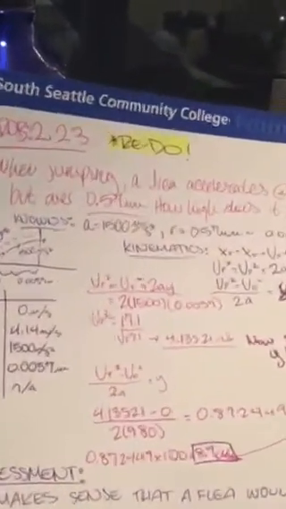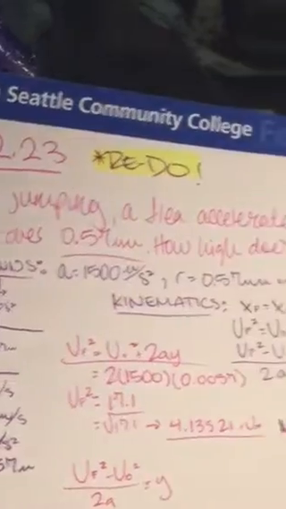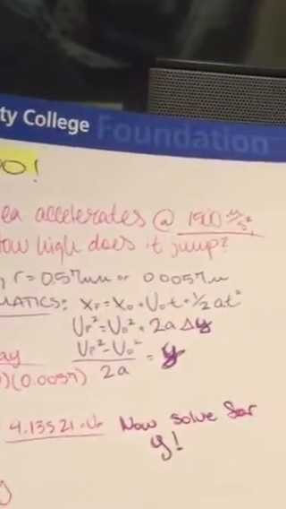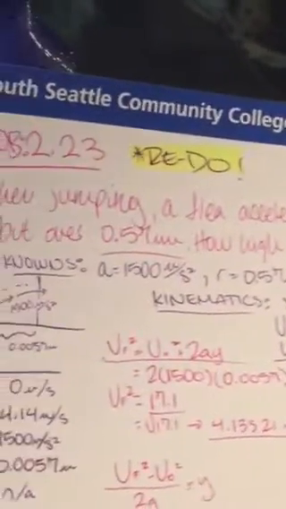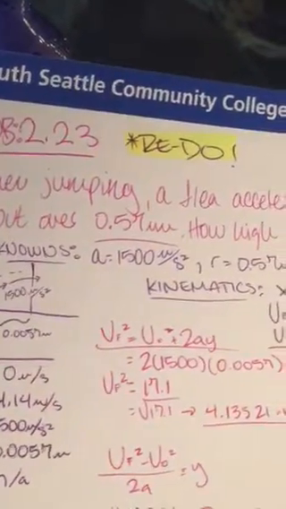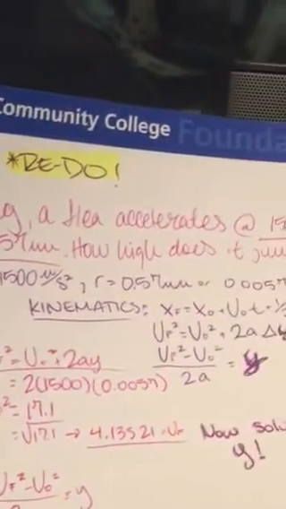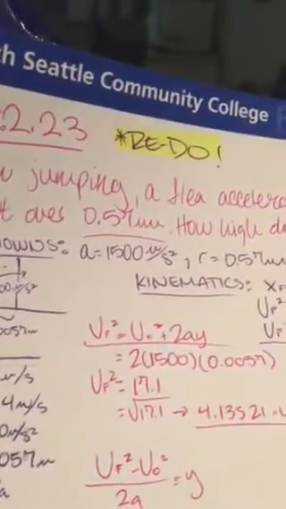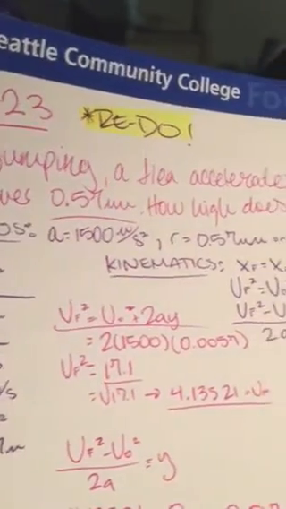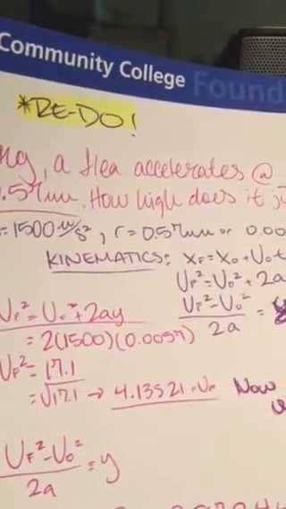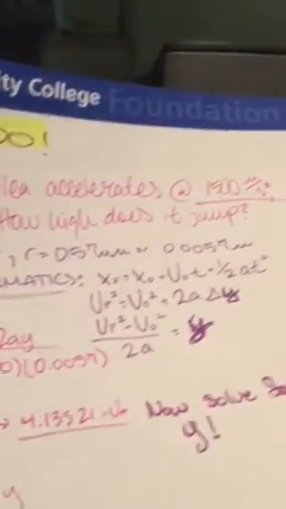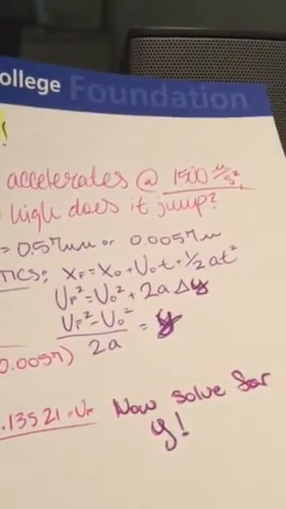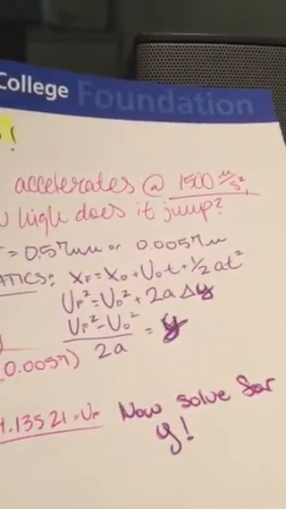Here's the question. When jumping, a flea accelerates at 1500 meters per second squared, but over 0.57 millimeters. How high does it jump? Well, we have our knowns. The acceleration is 1500 meters per second squared. The distance is 0.57 millimeters, or it's easier for me to put it in meters, so 0.0057 meters.